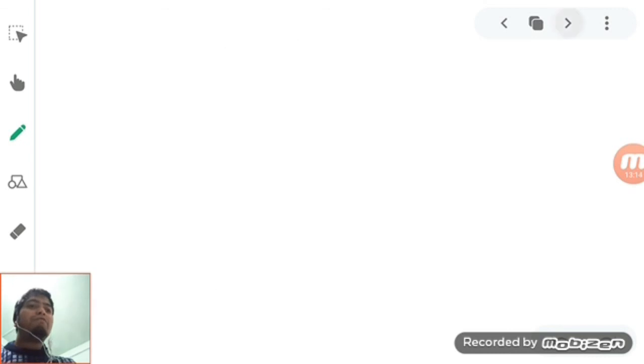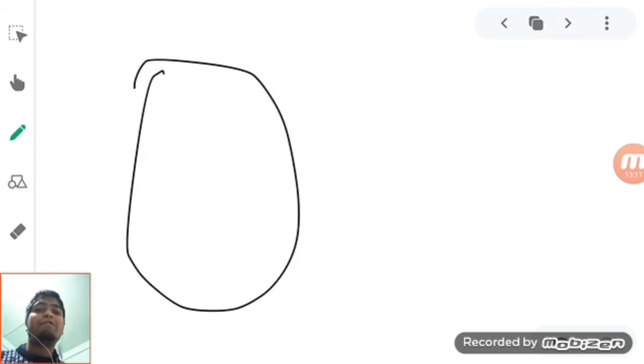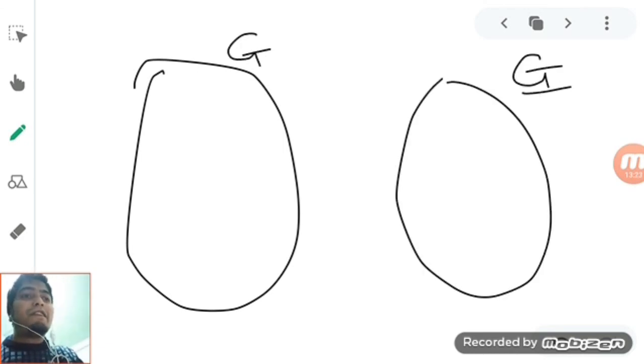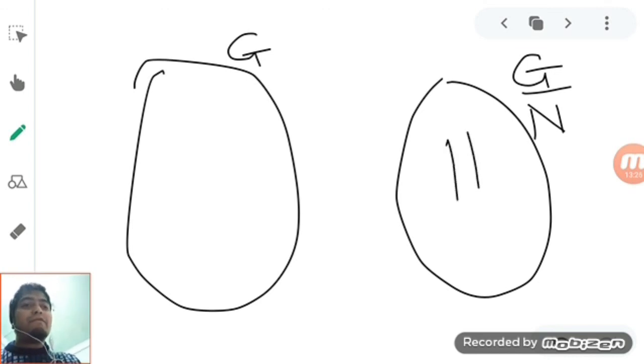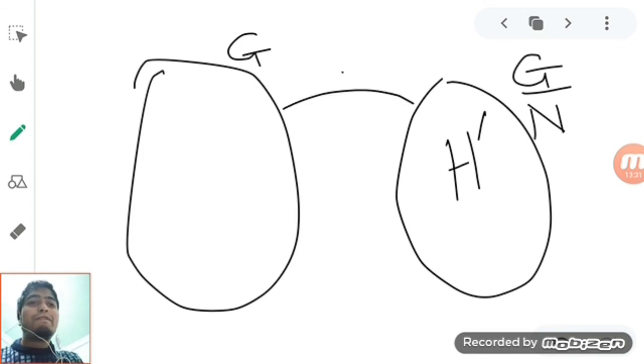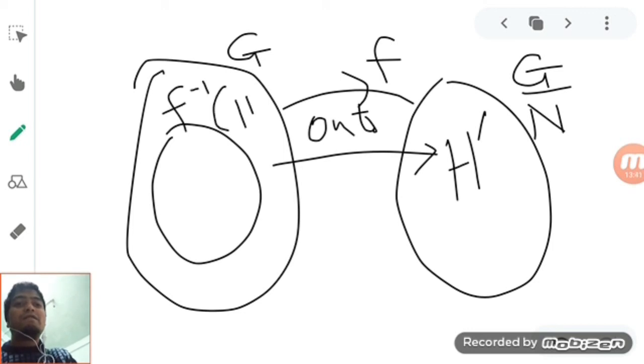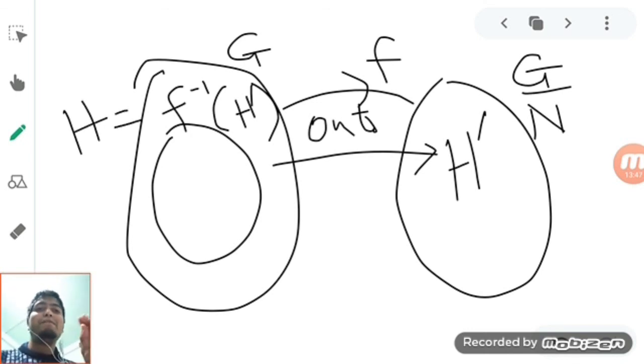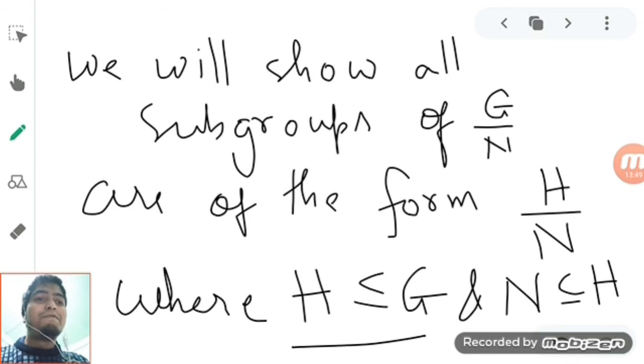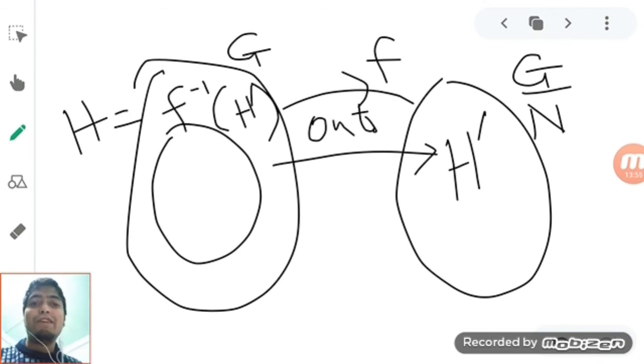So how do we do it? Okay, we have got that onto homomorphism that we really need. So this is how we will do it. Now it won't take too long. We start with a subgroup of G by n, that is H dash. How will we get a subgroup of G? Because we have a function and we have an onto homomorphism, you can easily take the pre-image of H dash. Okay, take H to be equal to the pre-image of H dash, because we need a subgroup of G and we need that n is a subset of H.